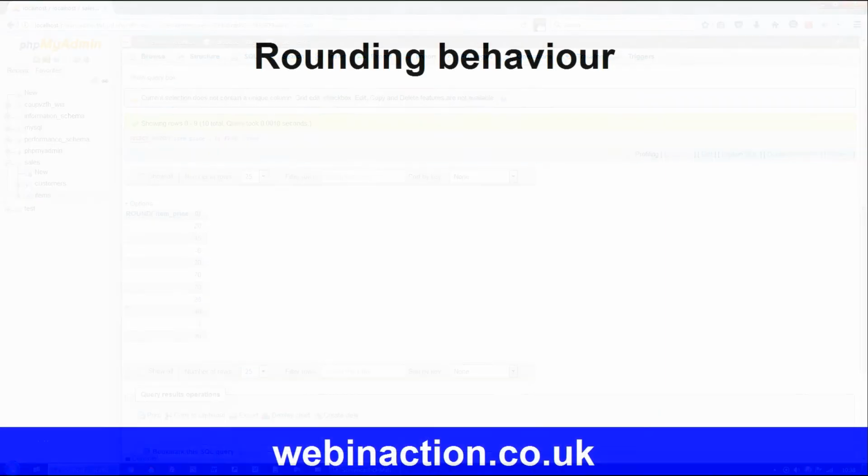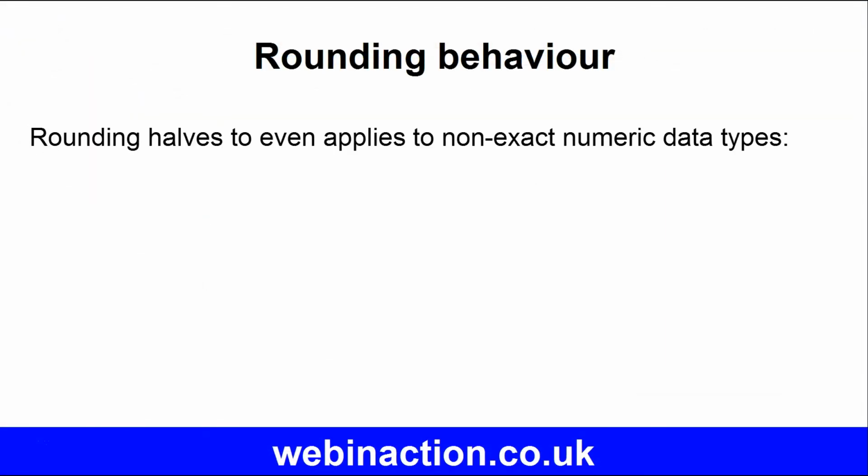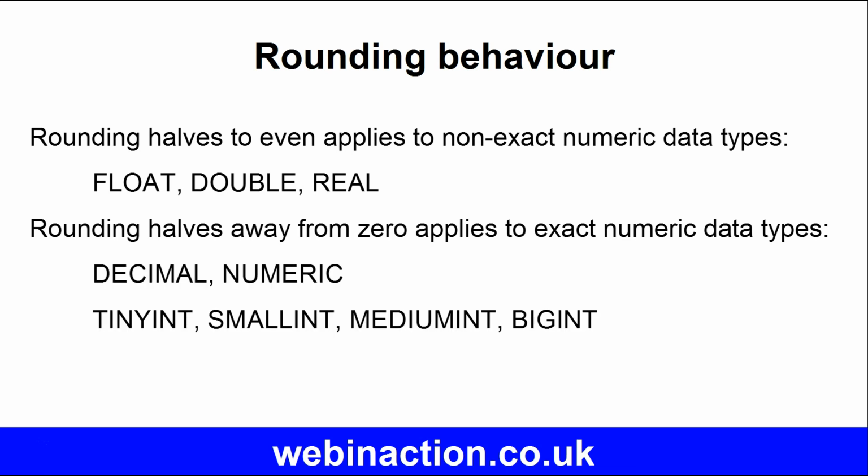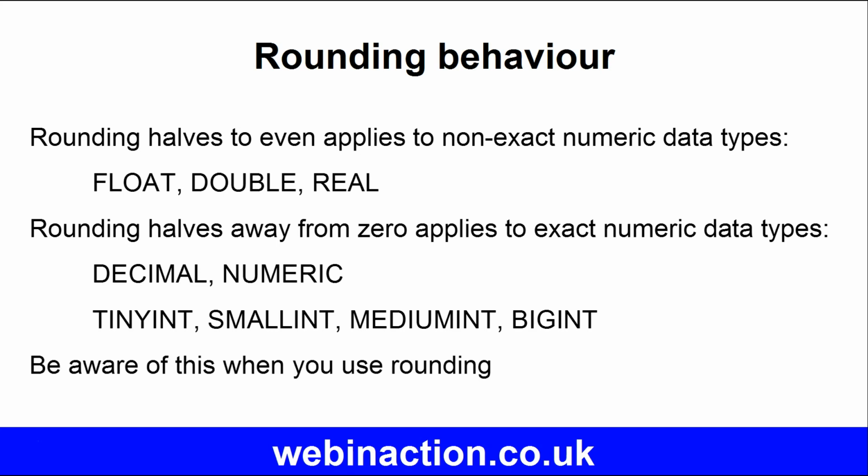The rounding halves to even rule applies to the non-exact numeric data types, which are float, double, and real. The exact data types are decimal, numeric, and all the integer types: tiny int, small int, medium int, and big int. All these exact data types round away from 0. So that behavior is something to be aware of, otherwise you can get unexpected results when you round numbers.